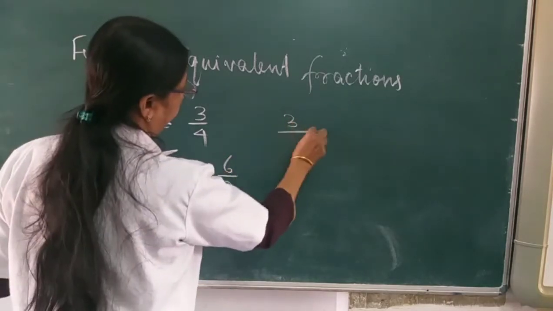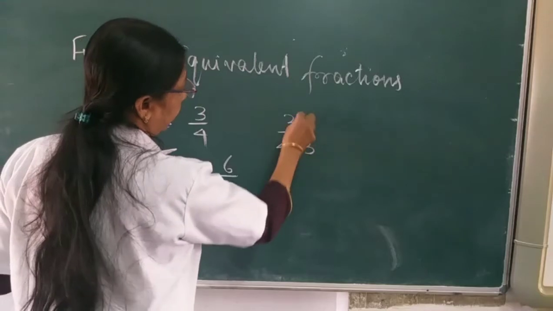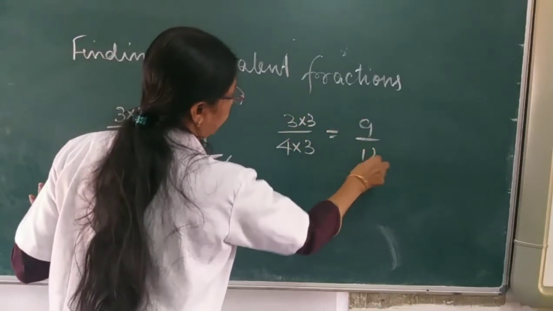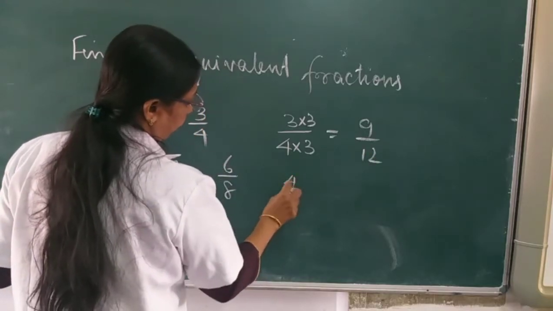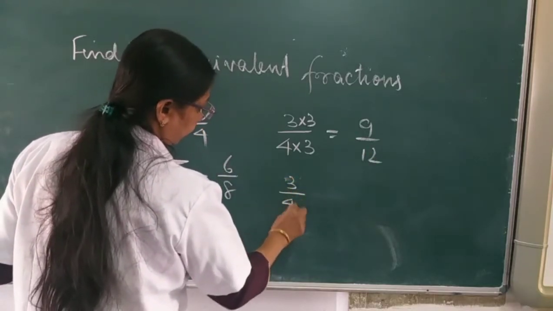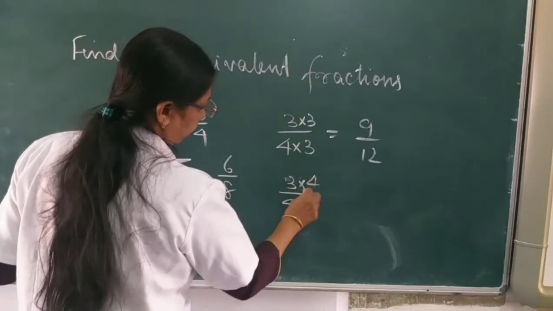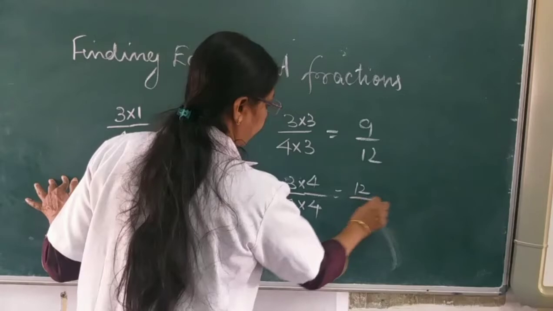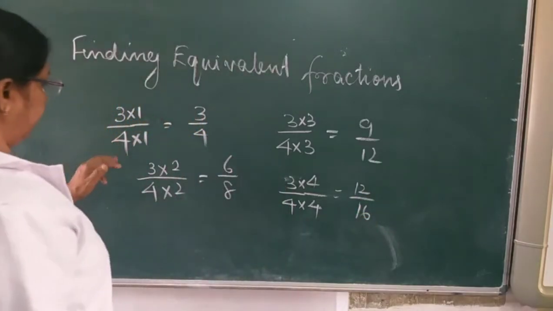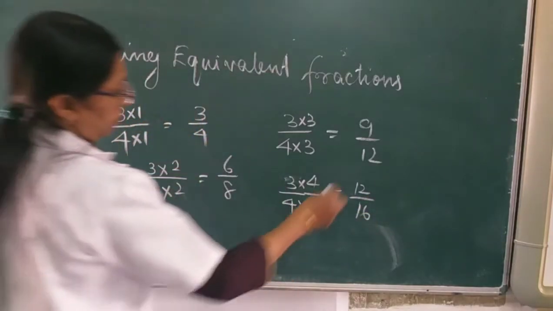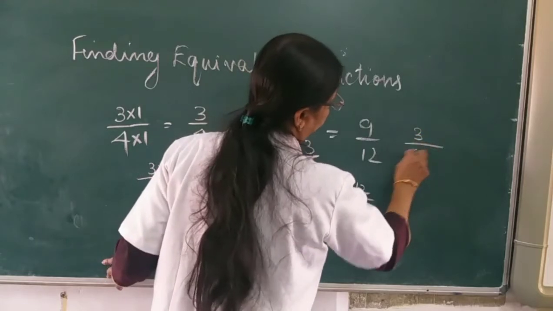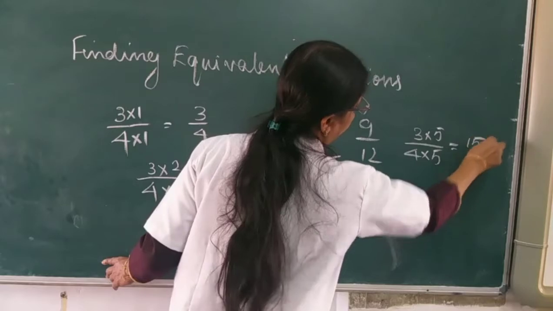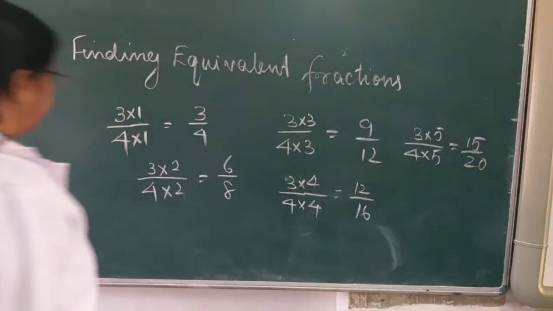Now multiply both the numerator and denominator by 3. It is 9 by 12. Then multiply both numerator and denominator of 3 by 4 by 4. Now it is 12 by 16. Now 1, 2, 3, 4. Then 3 by 4 into 5. That is 15 by 20.